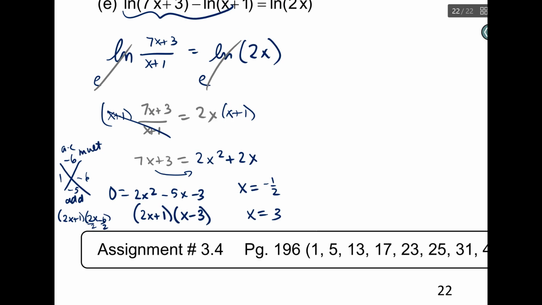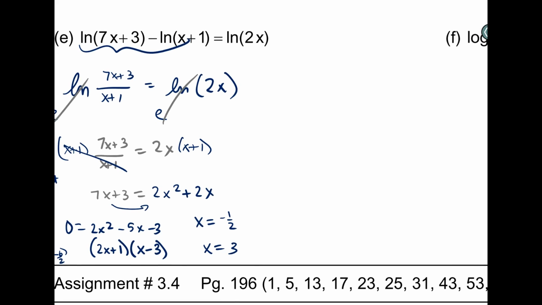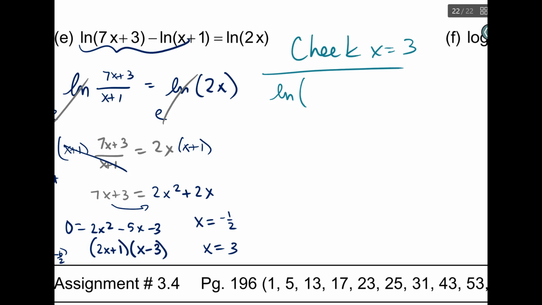So then it's just a matter of plugging in. Let's check x equals 3. So this would be ln of 3 times 7 is 21 plus 3 is 24, over 4. That's ln of 6. Should equal ln of 2 times 3, which is ln of 6. Okay, so that checks out.